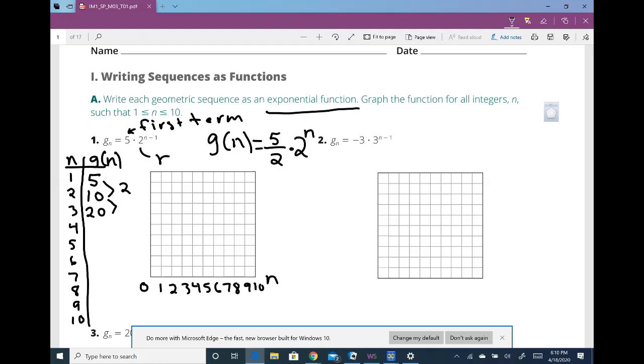5 times 2 is 10. 10 times 2 is 20. So then 20 times 2 would be 40. And then it would be 80. And then 160, and then 320. And then 640, and then 1280, and then what would that be? 1280 times 2, 2560.